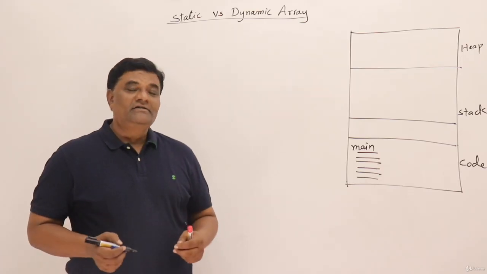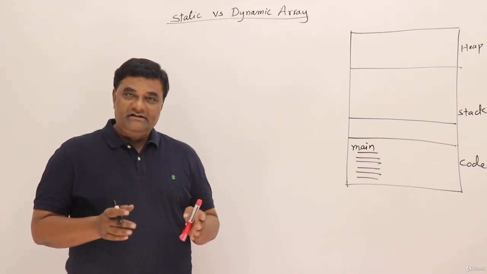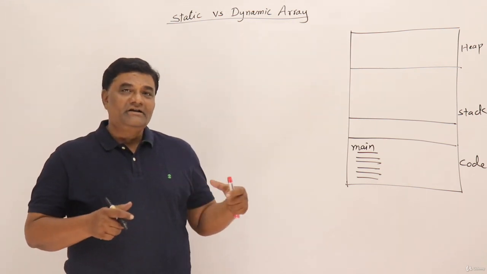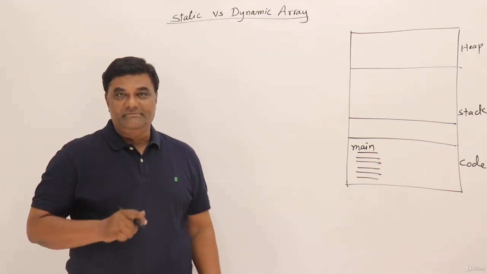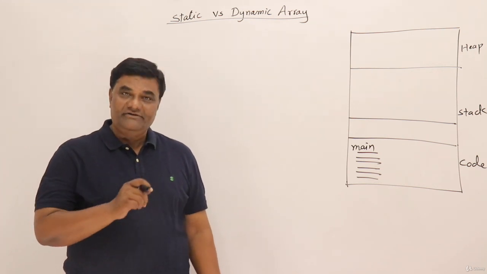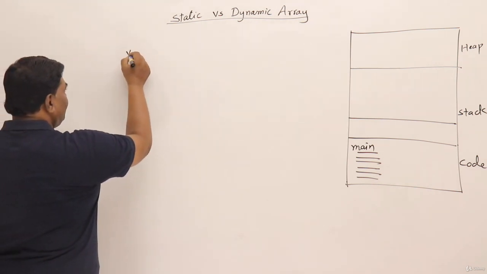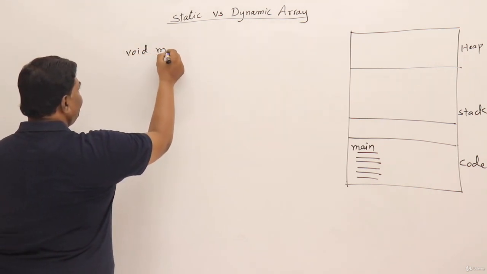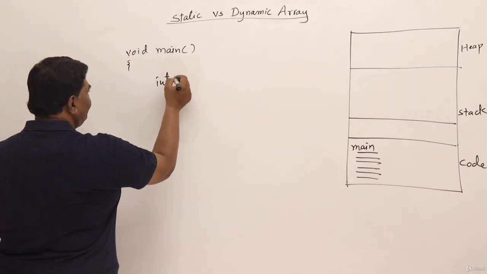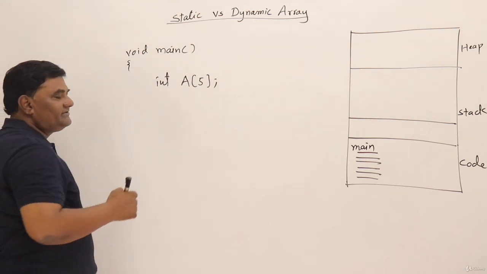Now let us look at static versus dynamic arrays. Static array means the size of the array is static, and for a dynamic array, the size of the array is dynamic. Once an array is created, its size cannot be modified. In our programs, when we declare an array, for example, I have a function void main, and inside this function, if I have declared an integer array A of size 5, then an array of size 5 will be created.